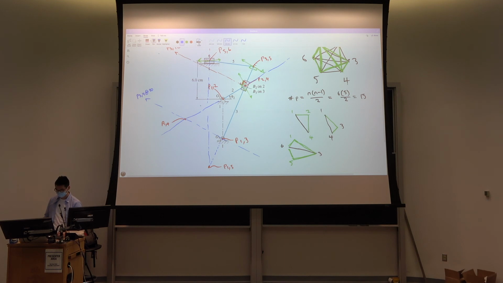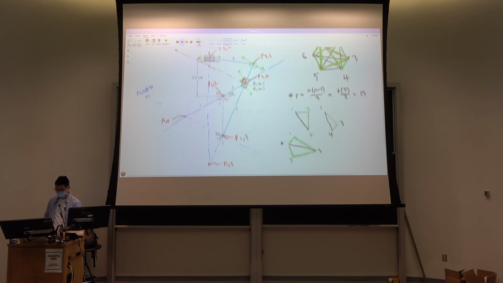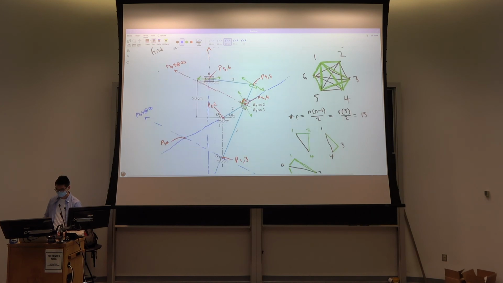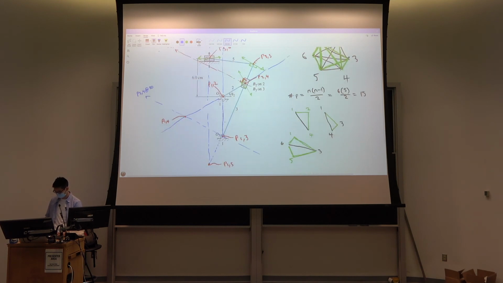P16 and P13. So let's see, P16 is located at infinity, and P13 is located at this base point down here. So if we just draw a line that connects those two, it's just vertical extending from P13.